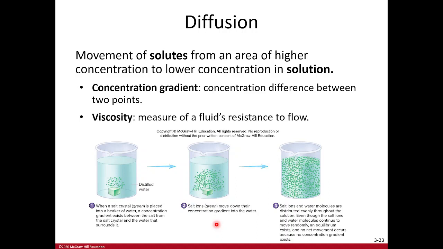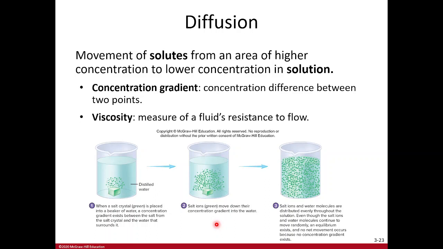Some details about diffusion. Diffusion is the movement of molecules from an area of high concentration to an area of low concentration. The greater the difference between the concentrations, the faster the diffusion will happen. So molecules will move from more to less concentrated areas, and this difference between the concentrations is known as the concentration gradient.